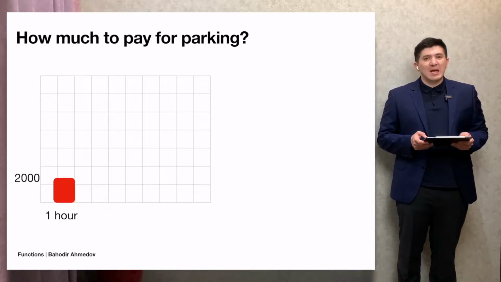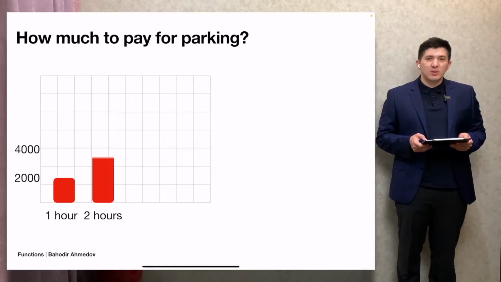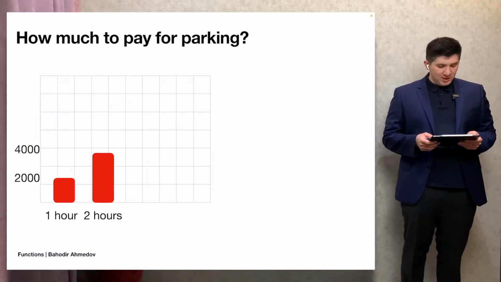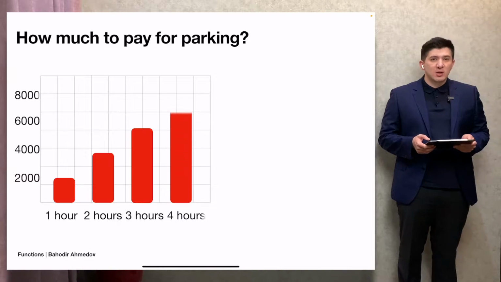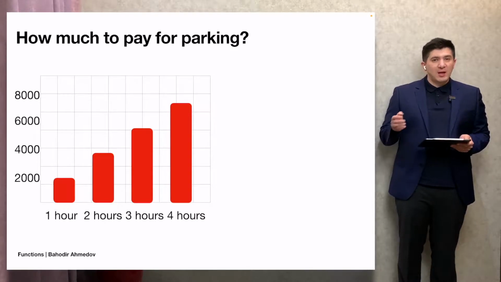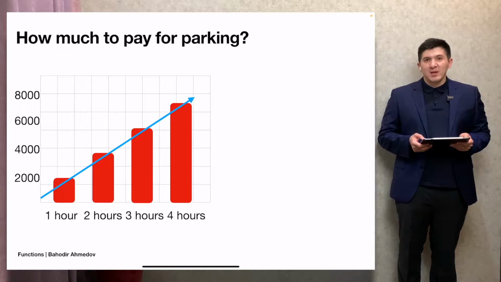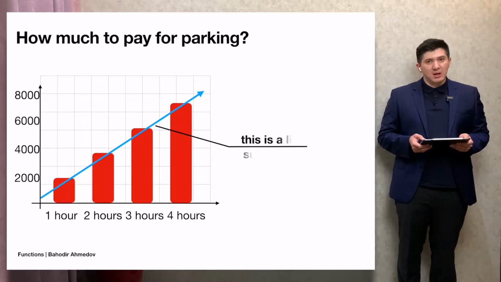If you stay just 1 hour, you're going to pay only 2,000. If you stay 2 hours, you're going to pay 4,000. If you stay 3 hours, you're going to pay 6,000. And if you stay 4 hours, you're going to pay 8,000 sums. If you connect all of these points, you're going to get a line. We call this line a linear function.